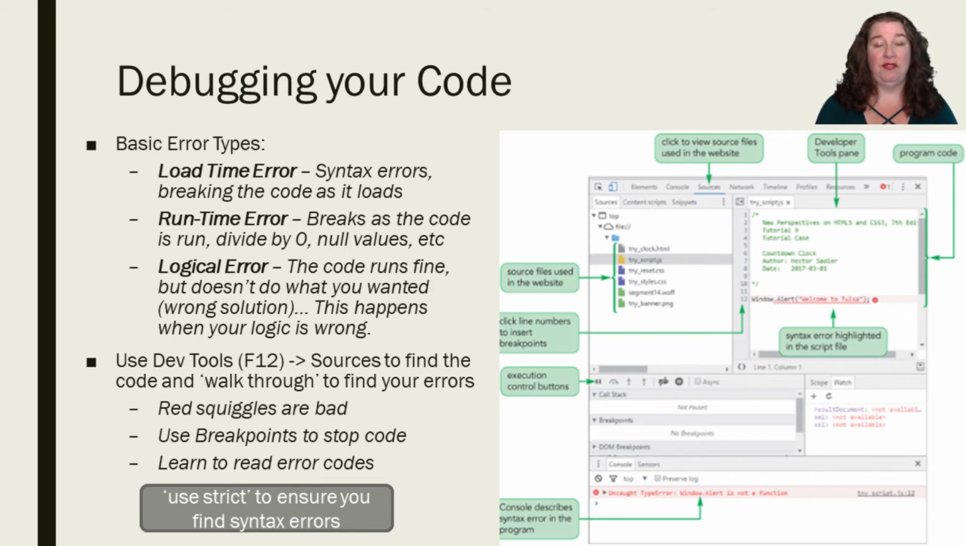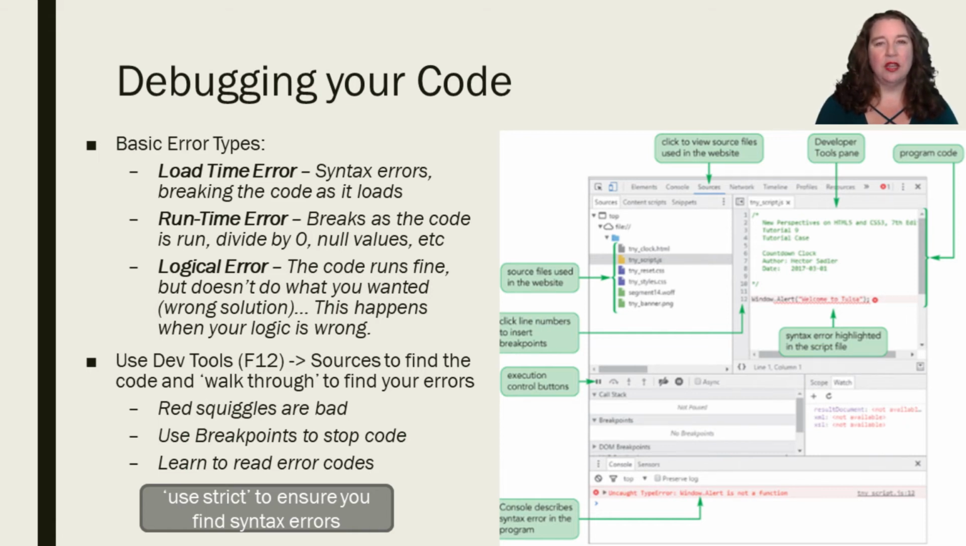Everything syntactically is fine, but something in the way you've done your code is going to break it. This can be a divide by zero or trying to access a null value in a variable and things like that. So these are called runtime errors because you can only find them at runtime. If you ran through and checked, your syntax is all fine.